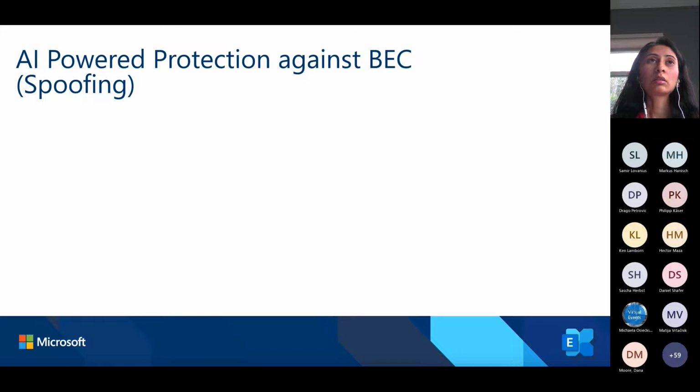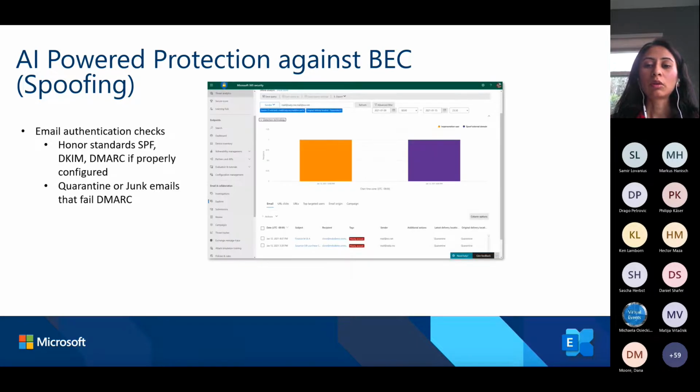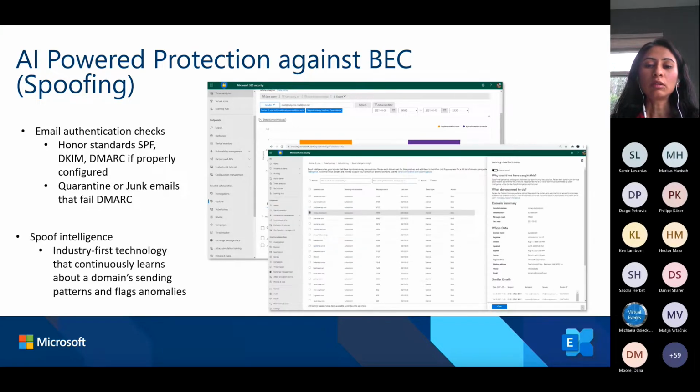So no wonder BEC is a top-of-mind concern for CISOs. And so how do we protect against these attacks, right? Within MDO, MDO honors email authentication standards such as SPF, DKIM, and DMARC when they are properly configured. If DMARC fails, the message is sent to the junk or quarantine folder. And while the DMARC standard is useful, as many of you might be aware, our telemetry suggests that it is not widely adopted. So what helps is our industry-first technology called spoof intelligence, and this continuously learns about the domain's email sending patterns and then flags anomalies accordingly.